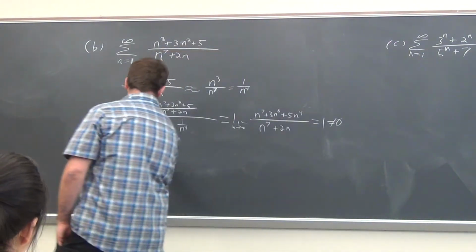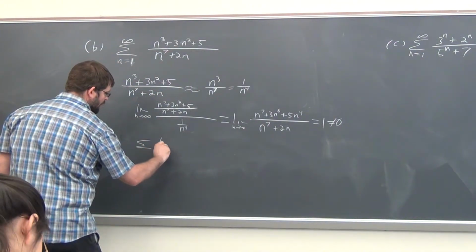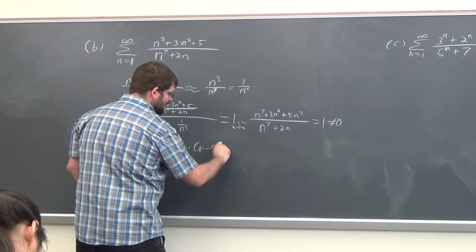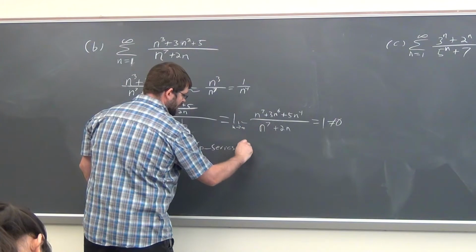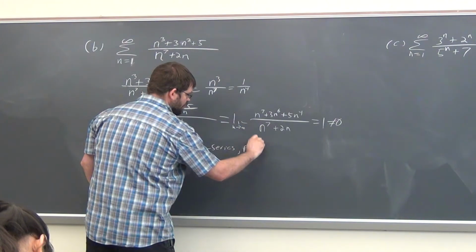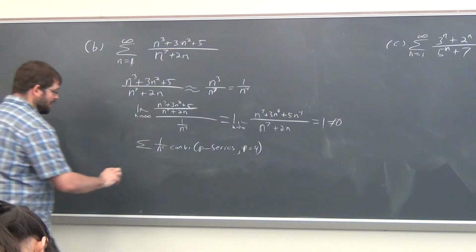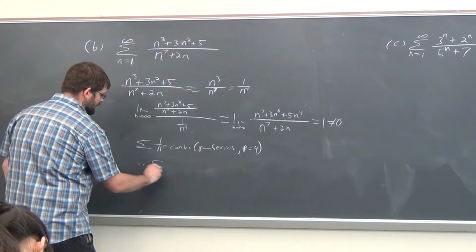The series of 1 over n to the fourth converges. And again, give some reasoning: p-series with p equal to 4. That's enough. That makes sense? And then one concluding statement. Therefore, the series we're after.